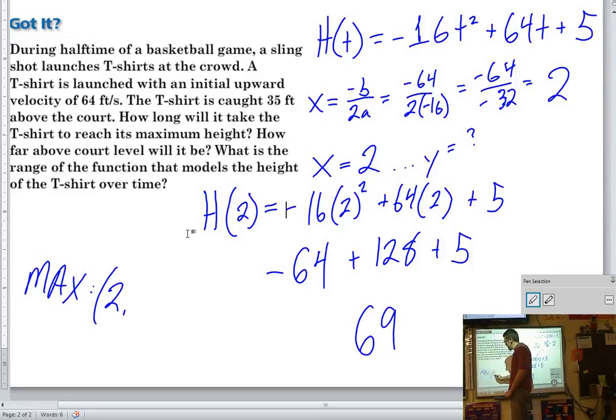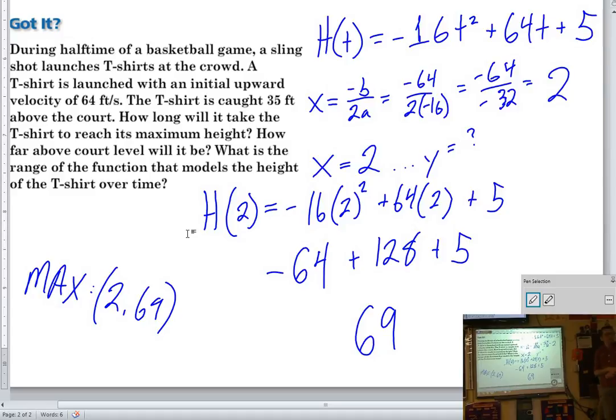So it'll take 2 seconds to reach the max height, and it'll be at a height of 69 feet. Then the range of the function: if it's caught at 35, it never gets to 0, so it'd be 5 up to 69, so 5 is less than or equal to y, or h of t, is less than or equal to 69.